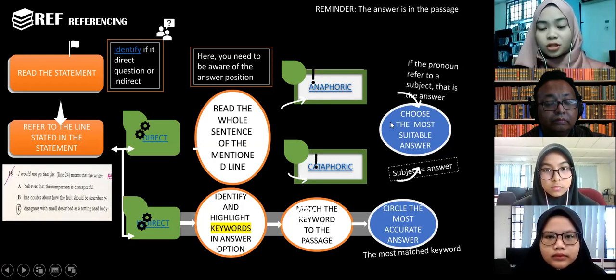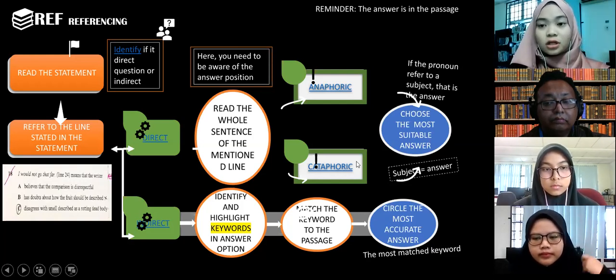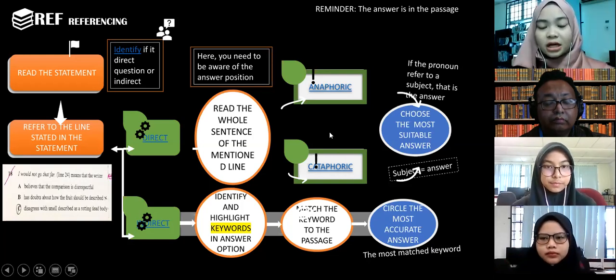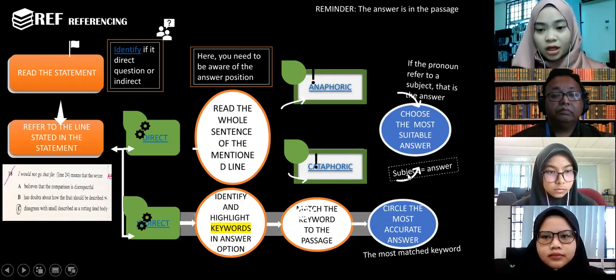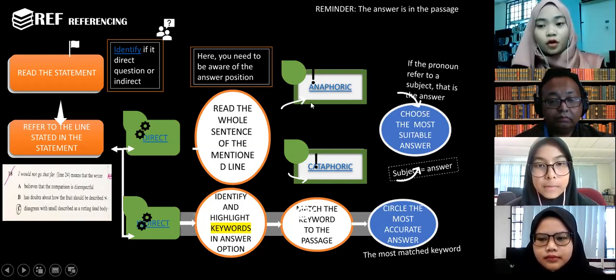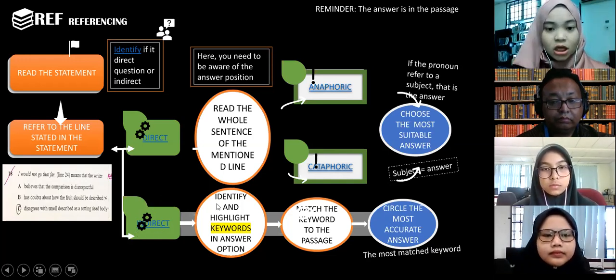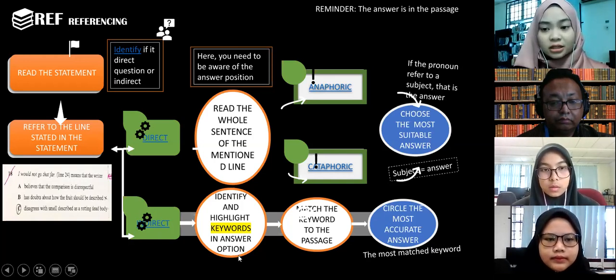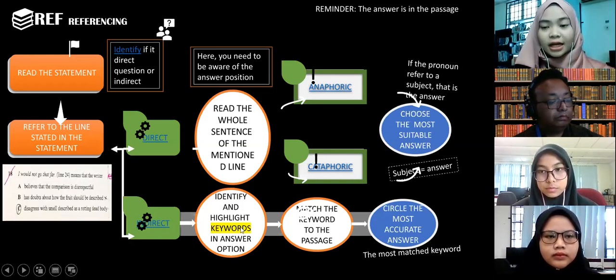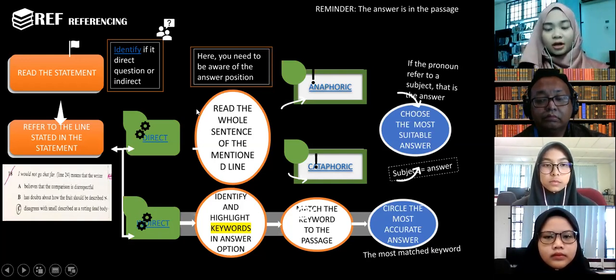Okay, so check the most suitable answer. It can refer to the answer options. You need to remember that the subject is always the answer. If there is a subject, please pay attention to it, because it might be the answer, either before the pronoun or after the pronoun. And then for the indirect reference questions, you need to identify and highlight the keywords in the answer options, meaning any keywords in the answer options that might be related to the paragraph, because you need to match the keywords to the passage.